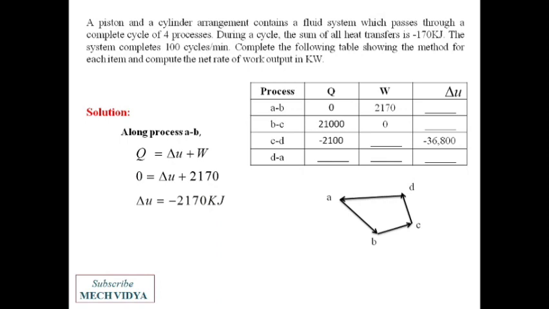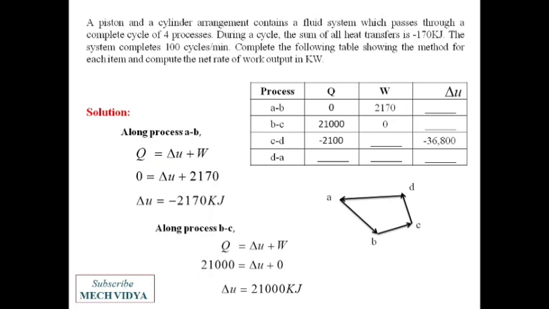In the next part, process B to C. For the process B to C also we have to find out the value of del U. So same, just apply the first law of thermodynamics. Q is equal to del U plus W. Then the value of Q is 21,000, from the table I can see it, and work done is 0. So I will get the del U value to be 21,000 kilojoule. So the first two are over.